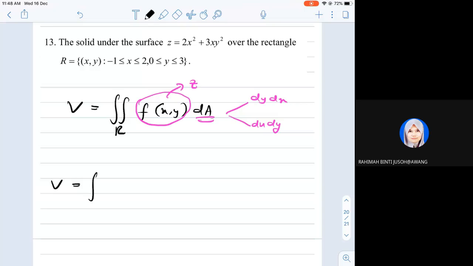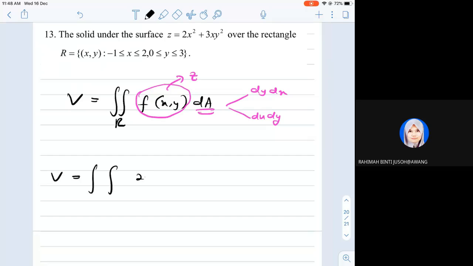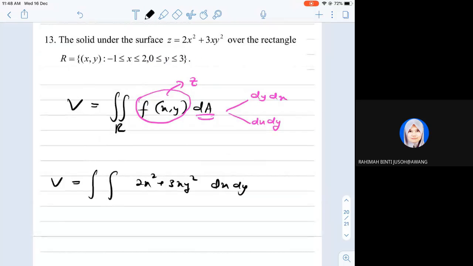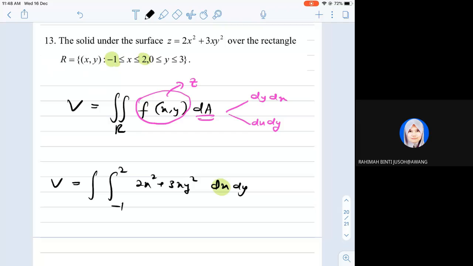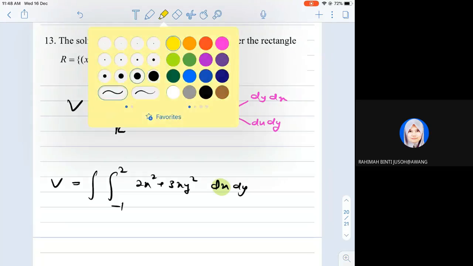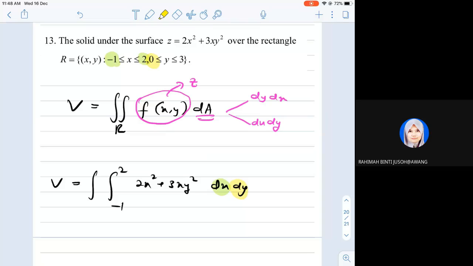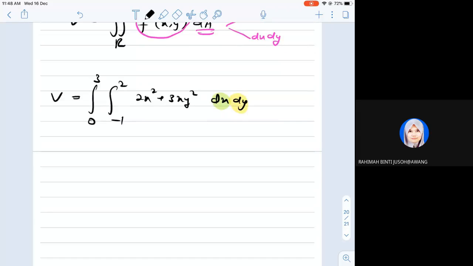V equals in double integration, we have 2x squared plus 3xy squared. Okay, you want dy dx or dx dy? dx dy. Okay, jom kita buat dx dy. So limit apa belah dalam ni kalau dx dy? Ni negative 1 until 2 because x. And then the outer limit should belong to y, so y limit dia from 0 until 3. So let us solve this question.